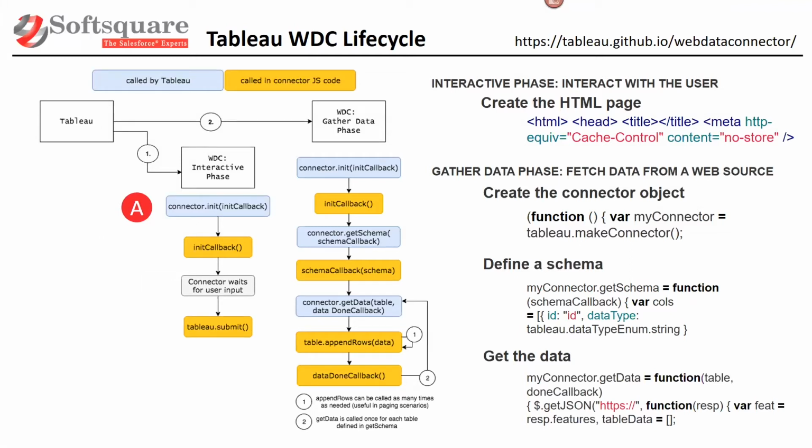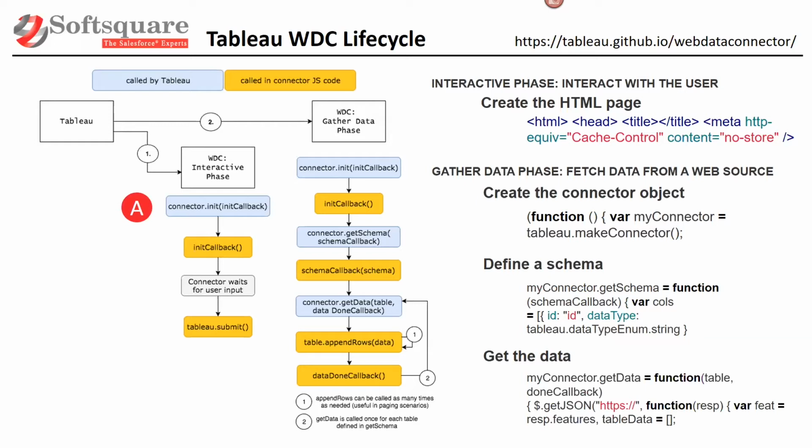Okay, so looking at the web data connector, it has two phases. One is the interactive phase, and the other one is the gather data phase. So these two phases are the main sections, the screens that you have to work on.